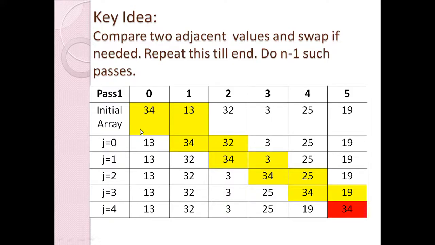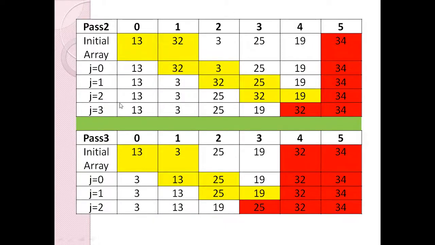So in each pass, what you need to do is compare 0 1, 1 2, 2 3, 3 4, and 4 5. So this is done in pass 1. But after pass 1, one element is sorted. So you need to do only this much of comparison. 34 is already sorted. So you will again perform comparison of 0 1. We are in pass 2, comparison of 0 1 performed, no swapping is required.